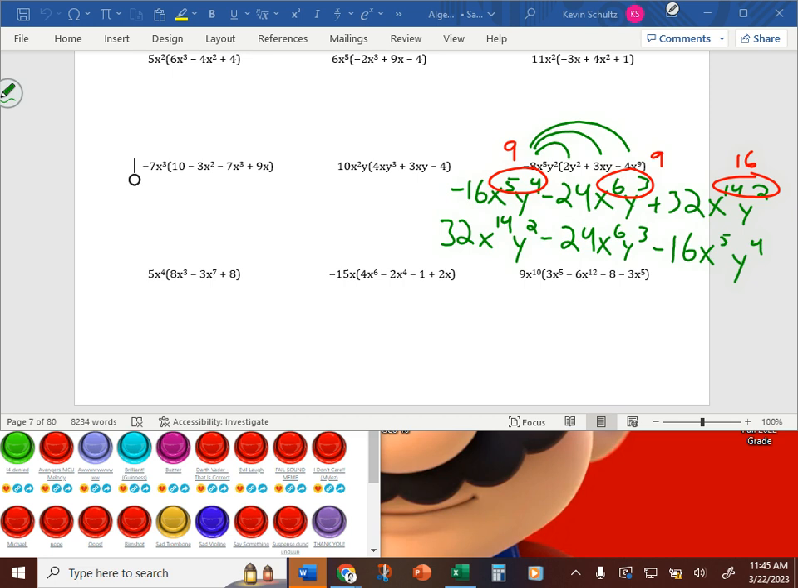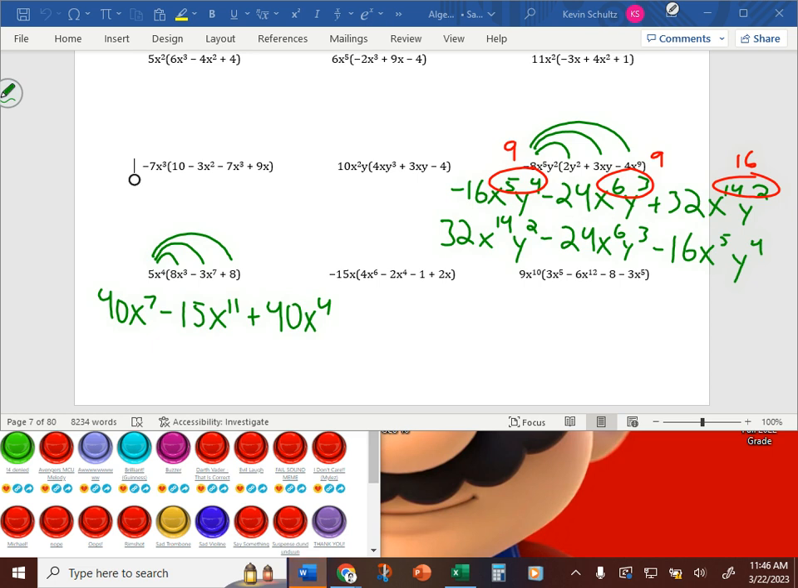5x to the fourth times 8x cubed. Start there. What do we get, Will? 40x to the 7th, right? Coefficients multiplied, powers added. Then 5x to the fourth goes into negative 3x to the 7th. What do we get? Someone I haven't heard from yet today. Maybe, Naveen. Negative 15x to the 11th. Good. 5 times negative 3, negative 15. 4 plus 7, 11. And lastly, 5x to the fourth times 8. Briggs. 40x to the fourth. Excellent.